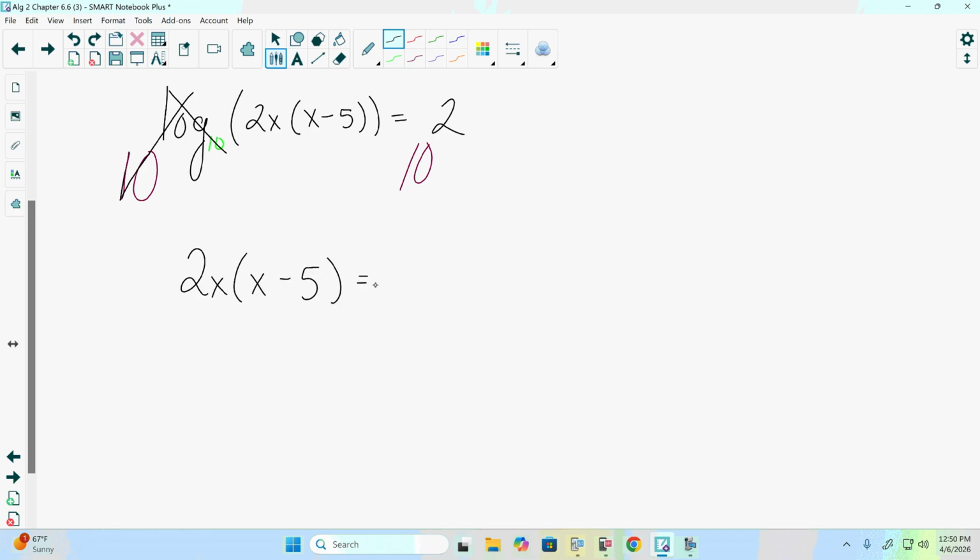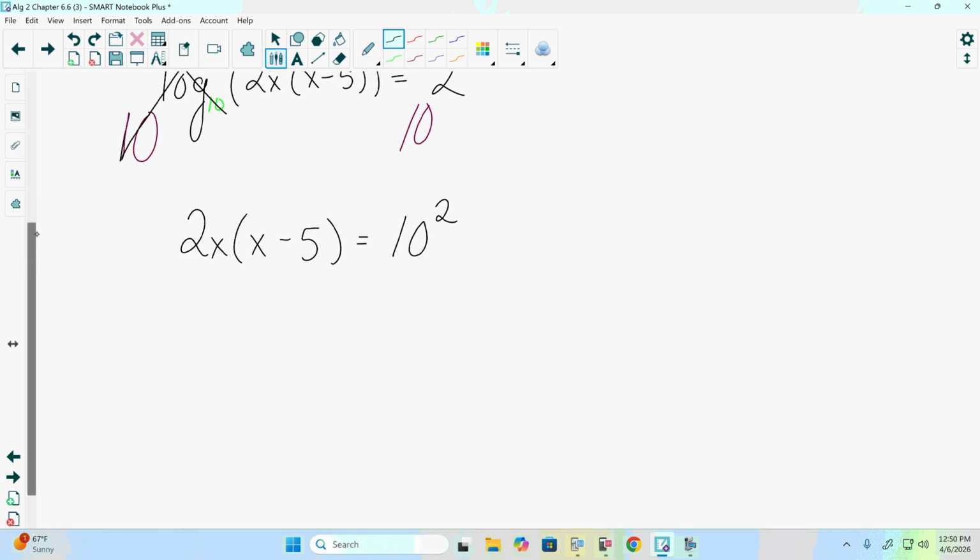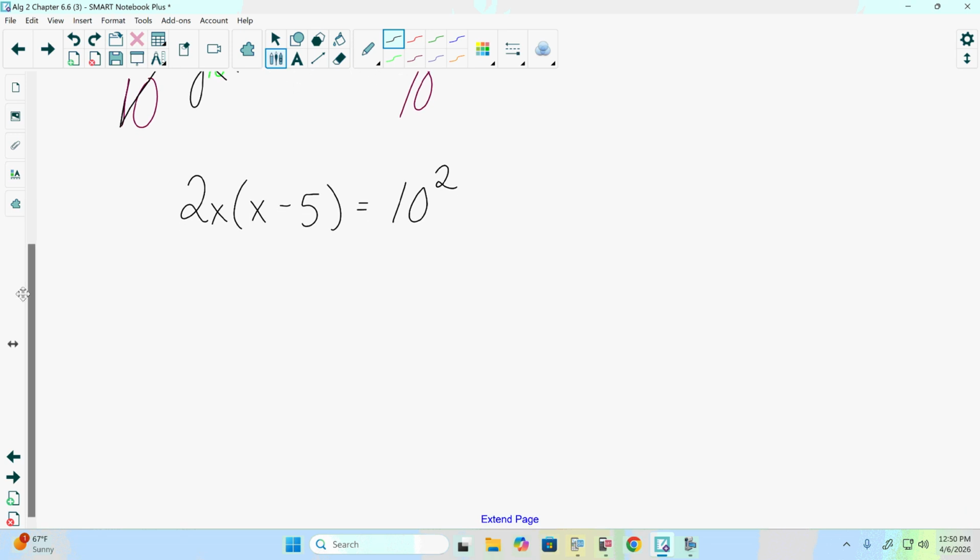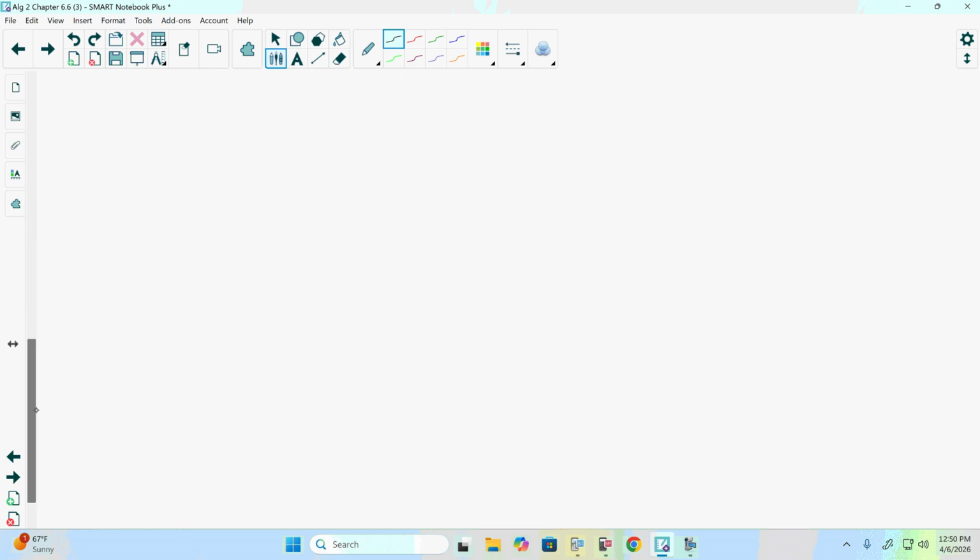So 2x times x minus 5 is equal to, well, 10 squared. We could rewrite it as 100, or we can leave it as 10 squared, because we still have some products, some simplifying to do before we fully start solving. Questions on how we got to 2x times x minus 5 equals 10 squared?